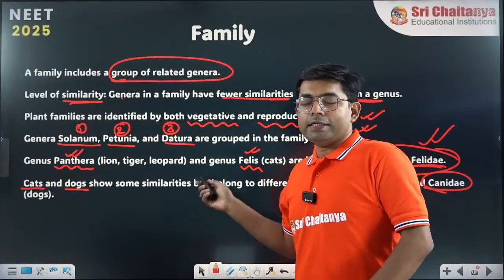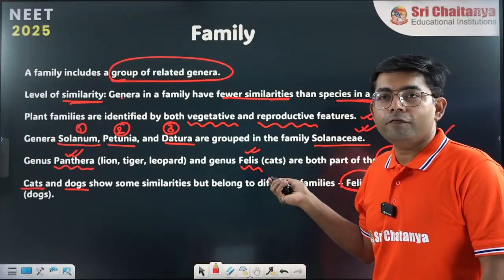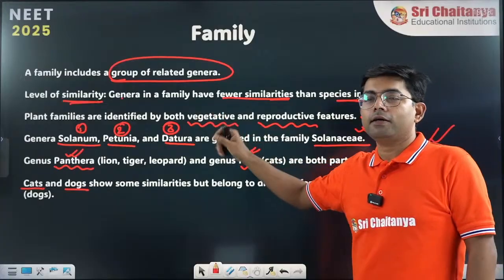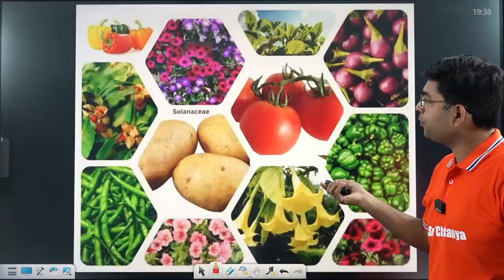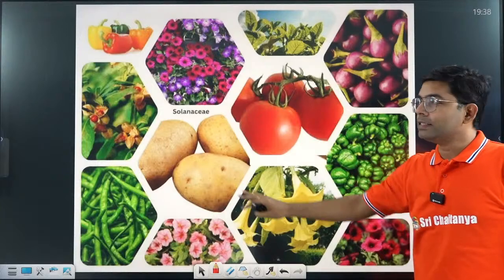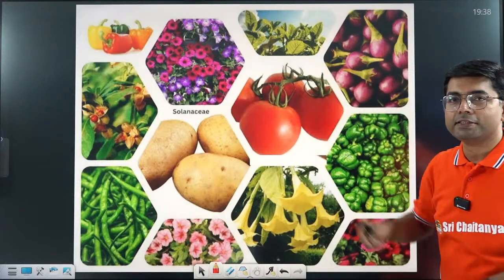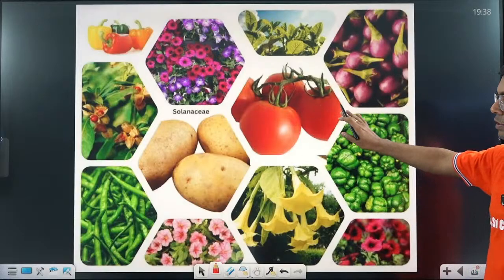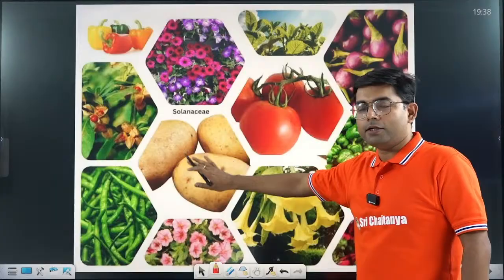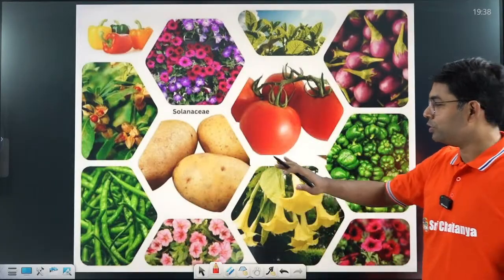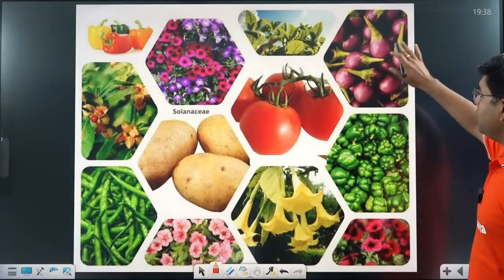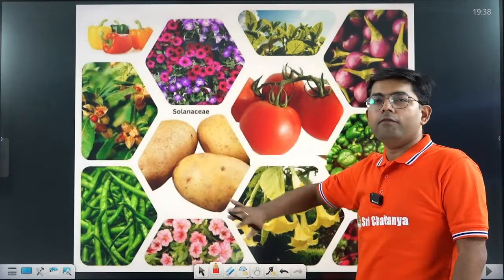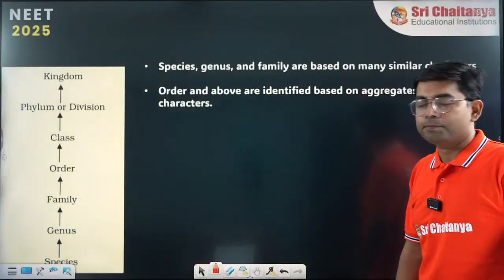We will see this diagram in the form of question and answer. First I will explain some diagrams and then the question. So first is this here. Which family is it? The Solanaceae family. And you can see this family has a large number of species. It includes tomato, potato, chili, brinjal. So a lot of species are part of it. A family will have a large number of species together.